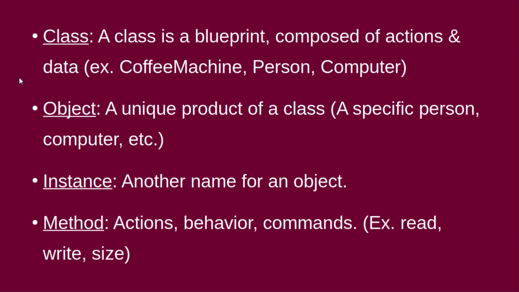So the next set is here. So now we have class, object, instance, and method. Let's go over what these mean.